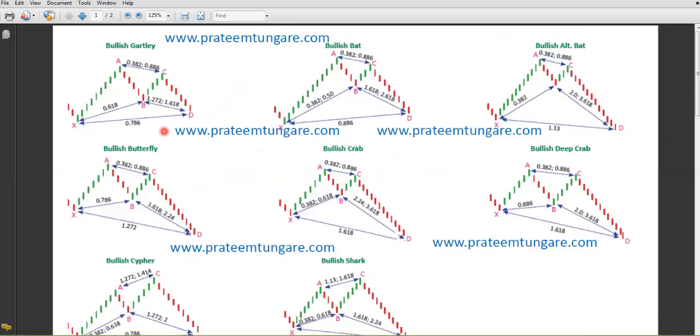Now, once we have identified the bullish pattern or bearish pattern and the group, the next step is to identify the pattern. So identifying the pattern has some simple steps. The first thing that you need to see is this ratio of XB. If this ratio of XB is very near to 0.618, then it can be a probable bullish Gartley pattern.